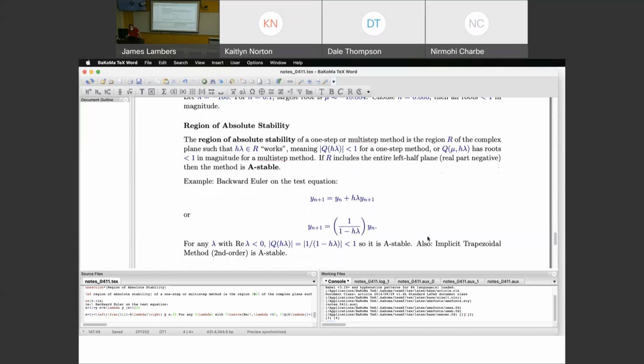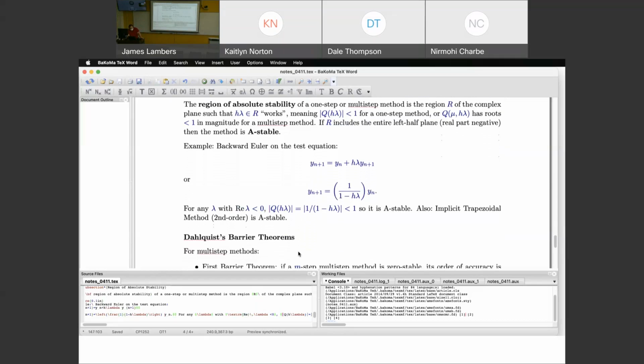It can also be shown that the implicit trapezoidal method, which is the average of backward Euler and forward Euler, is also A-stable. What happens in that case is your numerator is 1 plus 1/2 h lambda, and the denominator is 1 minus 1/2 h lambda. You can show that that fraction also has magnitude less than 1 whenever lambda has a negative real part. So there are a couple of methods that are A-stable, but generally methods are not.